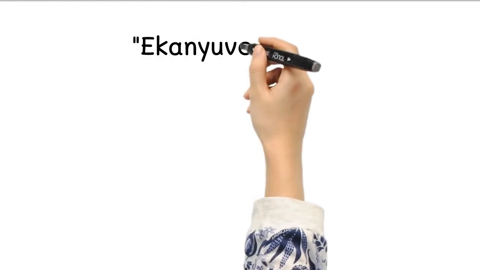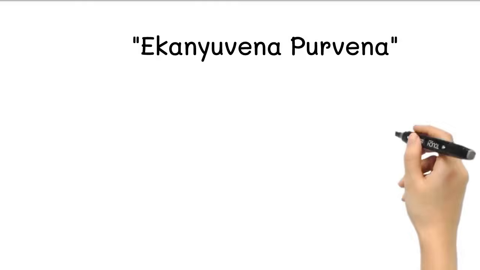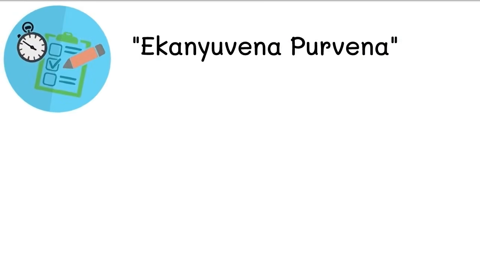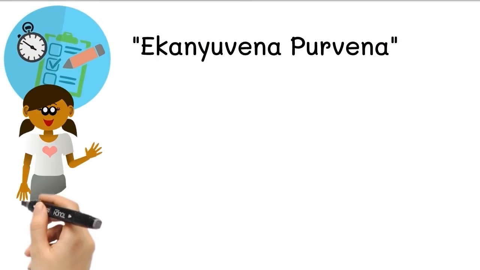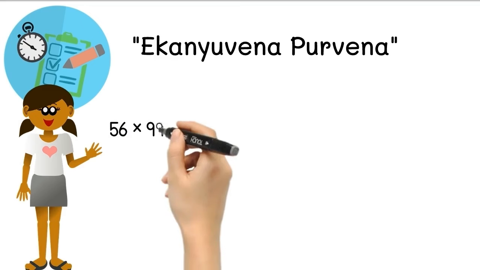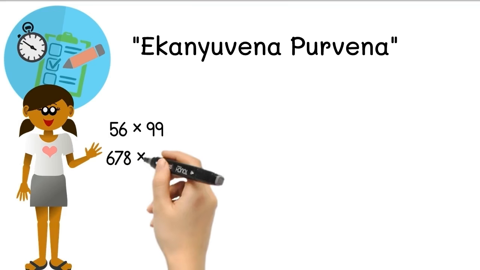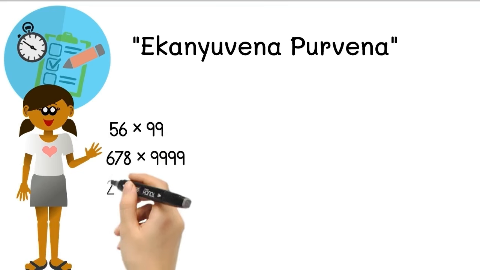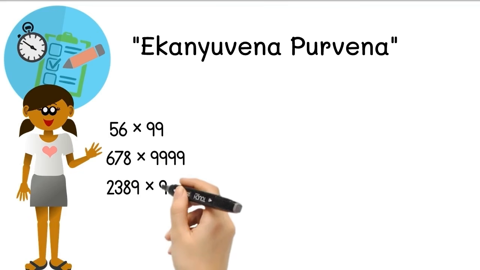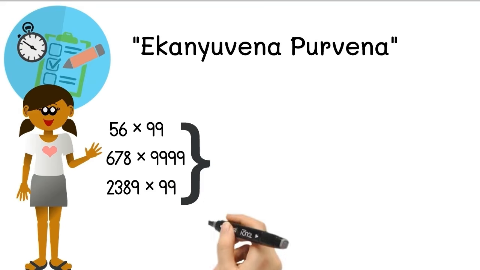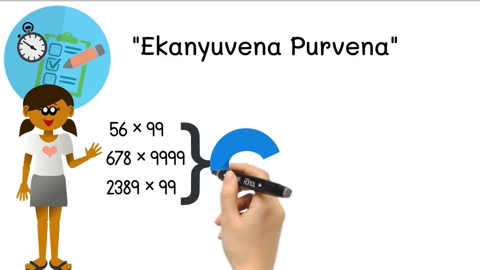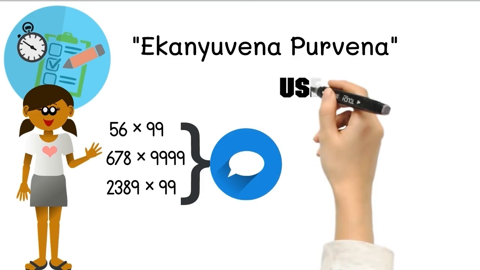Now in this way, by using this sutra, Ekanunena Purvena, you can solve bigger multiplications in just a few seconds. Now it's your turn to try this sutra. 56 times 99, 678 times 9,999, 2,389 times 99. Solve these examples and mention your answer in comments.